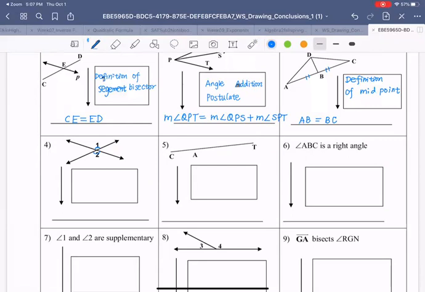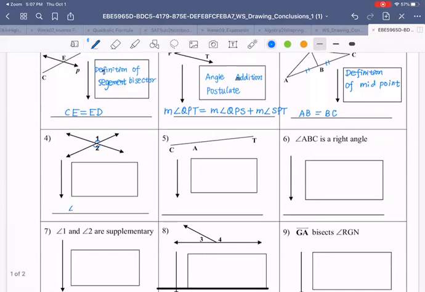One, two. So I guess angle 1 is equal to angle 2. Yes, good. Angle 1 equals angle 2. What's that? We did this one just now. What's this?